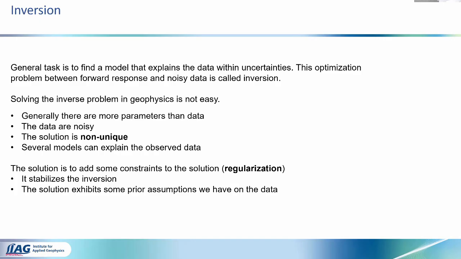We try to stabilize this inversion, and we do this by what we call additional constraints. So some ideas of how a solution should be or could be. And then we put it into what we call regularization. So there are assumptions, and these assumptions make it possible to have a solution to this inverse problem.